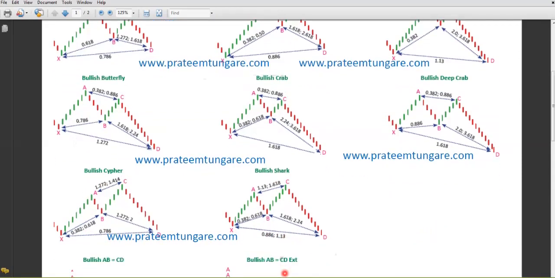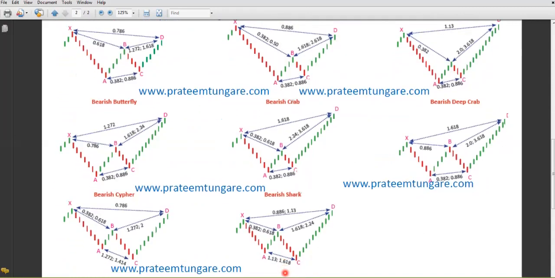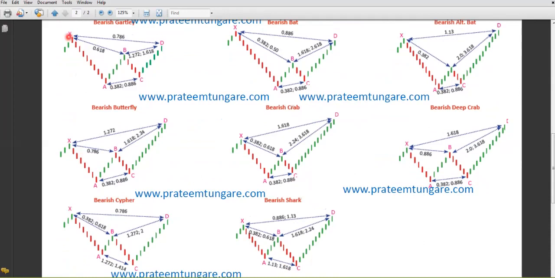The same is applicable for the bearish patterns. The same values are applicable for bearish patterns also.